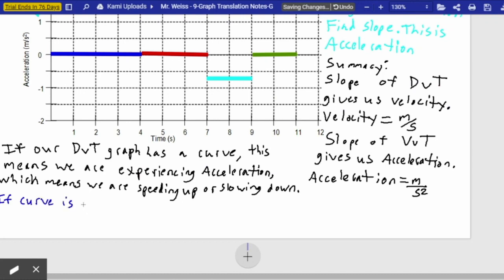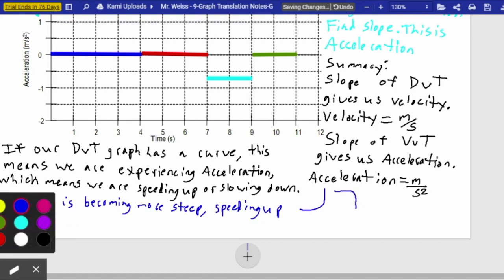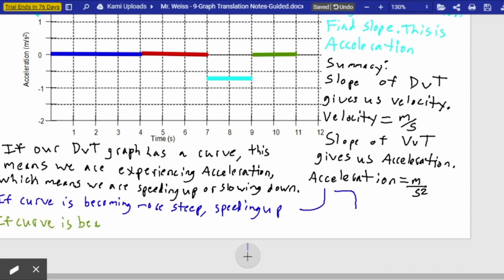So like we said before, the slope of our displacement versus time graph is going to tell us the velocity. So if our slope is getting steeper and steeper, that's going to mean that we're speeding up. The two curved lines that will produce that is a curved line that ends pointing upward or a curved line that ends pointing downward.